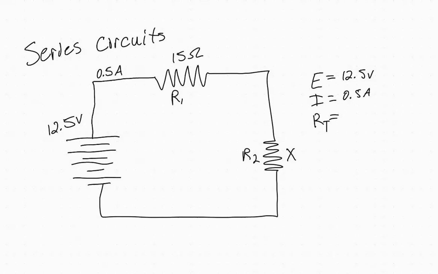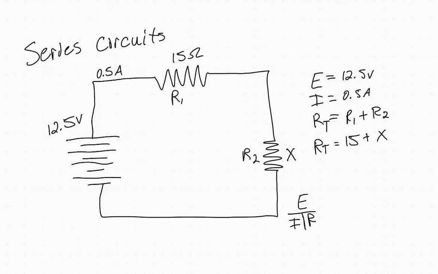So our RT is equal to R1 plus R2. So RT, I'm going to bring this down and do a little bit of pre-algebra here. RT equals 15 plus X. We don't know what it is, but we can find our RT. How do we find our RT? We got to use Ohm's law. So we're going to have to use basic Ohm's law, E over I equals R.